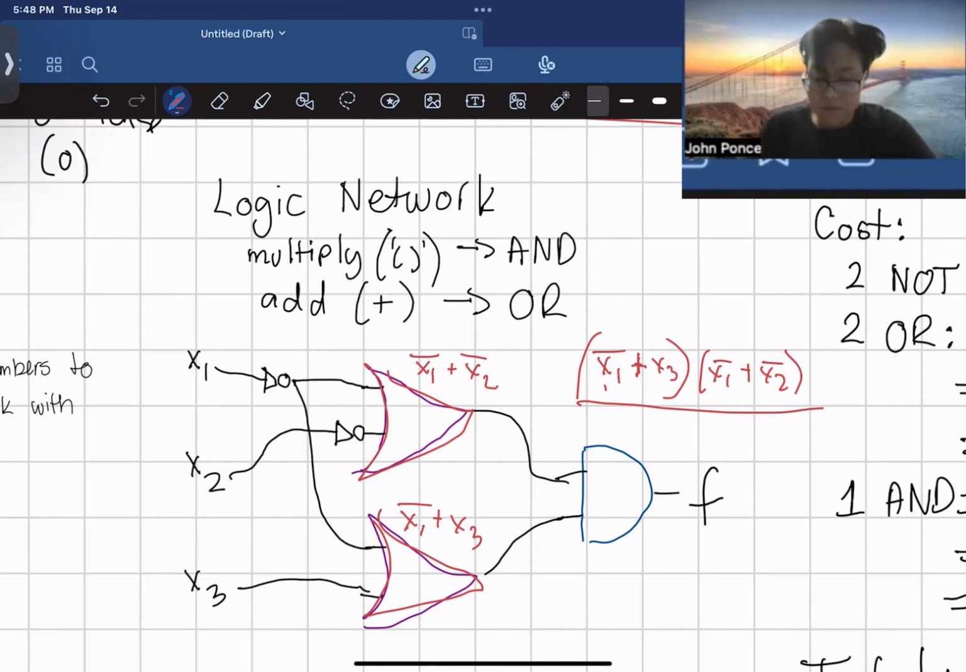And if you look back at the equation right here, there are only two inputs being multiplied together. Since there's only one AND gate, we use this to draw an AND gate, which is represented by this right here, and there are two inputs. The overall output of this logic network would be the function.